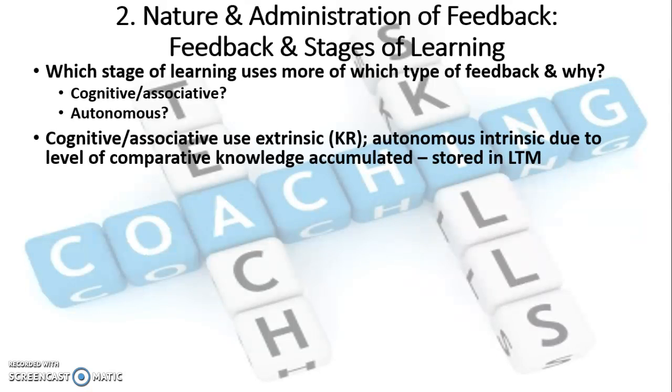The earlier stages tend to use extrinsic knowledge of results. Okay, and the autonomous, obviously intrinsic, due to more knowledge. So your autonomous expert athlete would have almost an encyclopedia built up mentally of all these different skills that they can compare what they're doing to and know whether it's successful. Okay, a learner or an associative athlete may need that information to help them build up that bank of information.